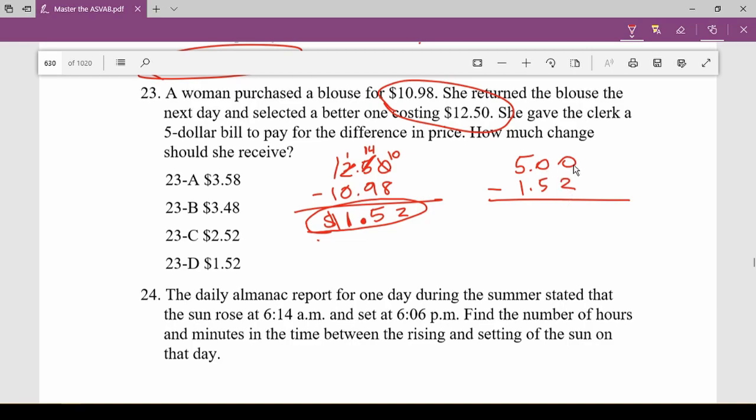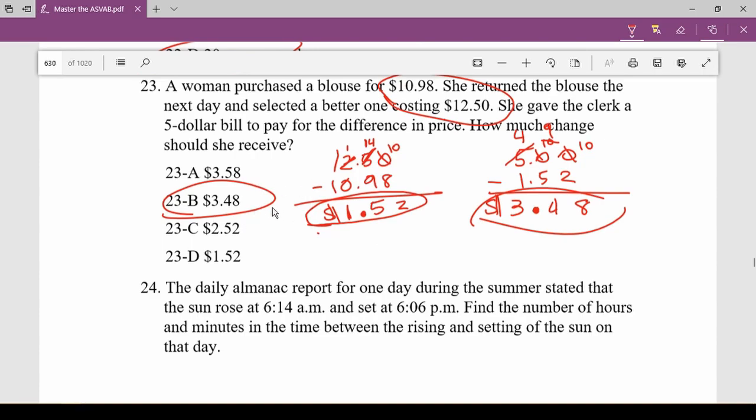Again, 0 minus 2 we can't do, 0 minus 5 we can't do, so we have to make this a 4 and this becomes a 10. Now I can do this one, but I still can't do this one. So I'm going to borrow one more time. This is going to become a 9. That's going to become a 10. 10 minus 2 is 8. 9 minus 5 is 4. Drop down the decimal as it stands. 4 minus 1 is 3. So we can see we should give her back $3.48. Assuming I didn't make a mistake.